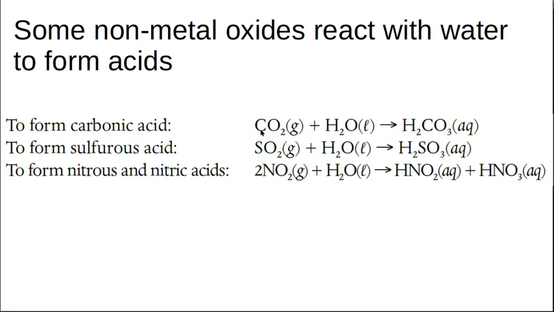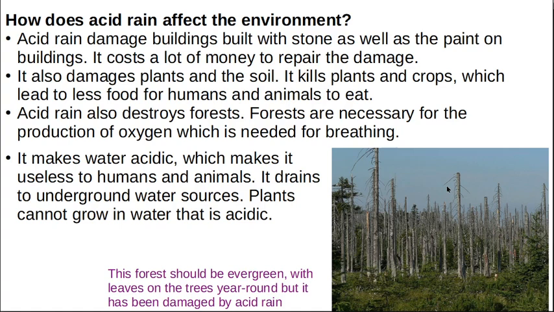So if you burn coal, if you burn natural gas, stuff like that, there's always sulfates and nitrates mixed in with the carbon in the fossil fuels, and that's how you get acid rain. So what is the problem with acid rain? It eats away the paint on the buildings, it destroys statues, it costs money to fix it. If it's bad enough, it also damages plants and soil.